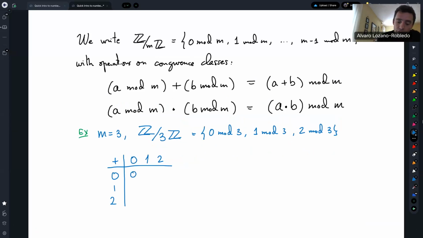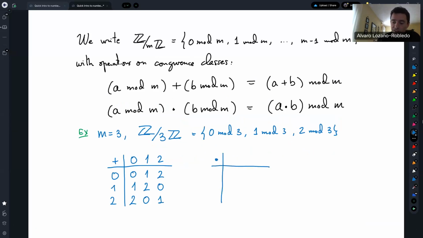So 0 plus 0 is 0, 0 plus 1 is 1, 0 plus 2 is 2. 1 plus 0 is 1, 1 plus 1 is 2, but 1 plus 2 is 3, and 3 is the class of 0 modulo 3. So I get 0. 2 plus 0 is 2. 2 plus 1 is 3. So 3 is the class of 0. And 2 plus 2 is 4. That's the class of 1. So this is the complete addition table in Z mod 3.